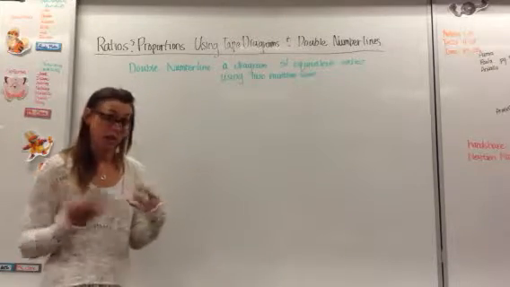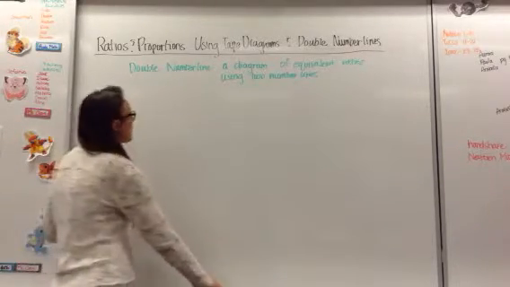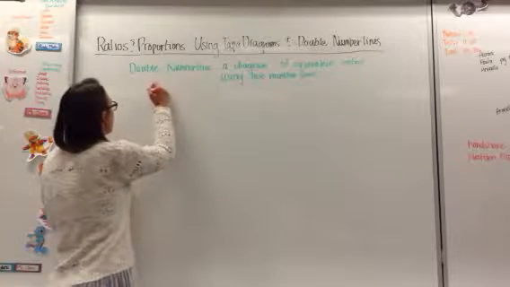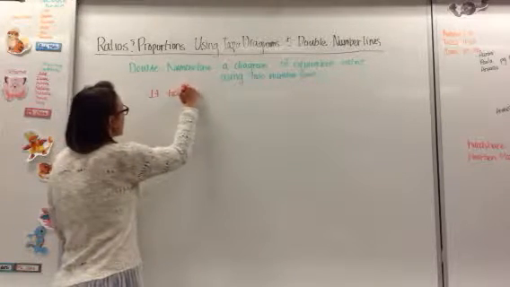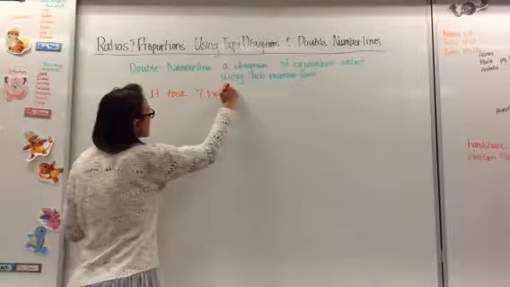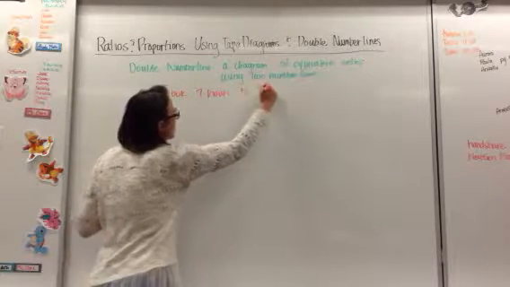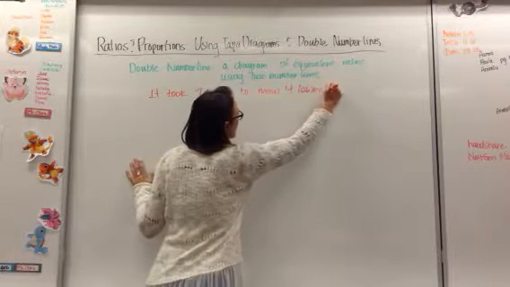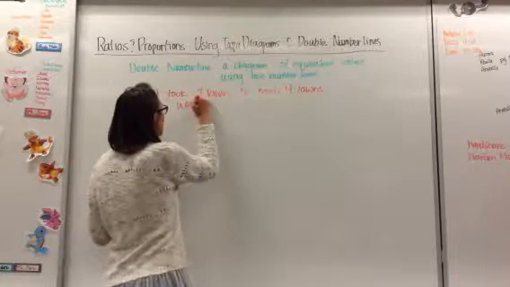What is the unit rate? It took 7 hours to mow 4 lawns. What is the unit rate?